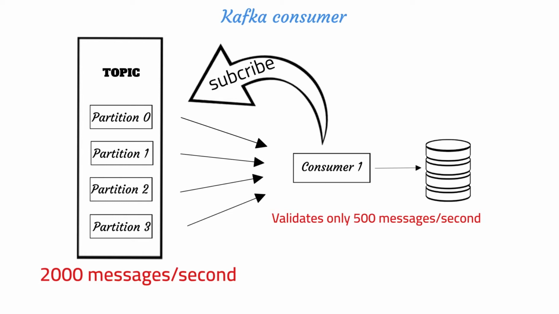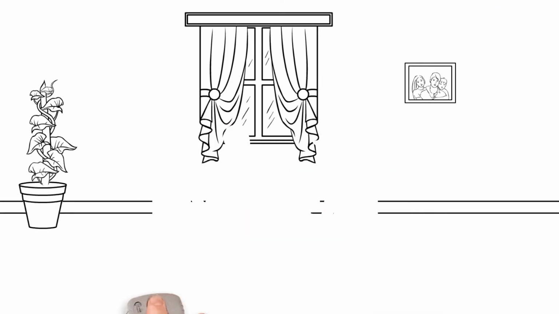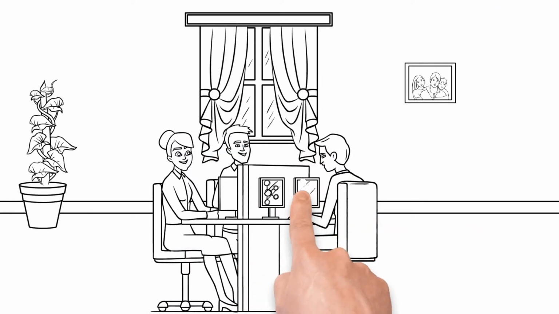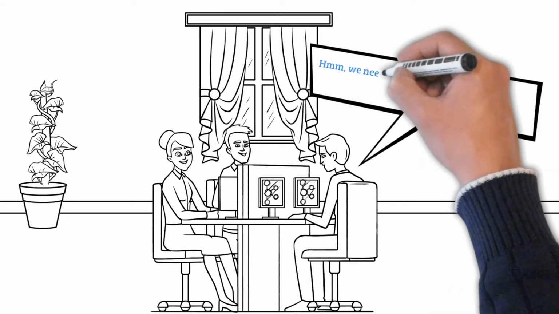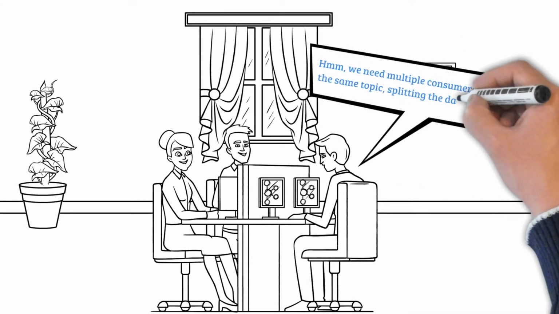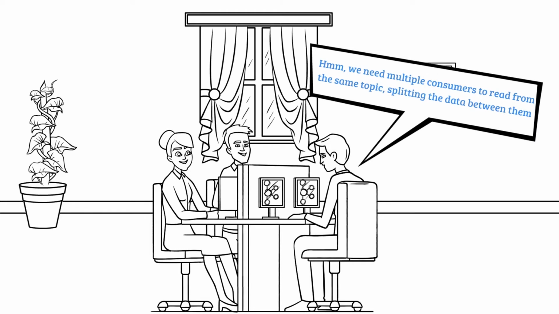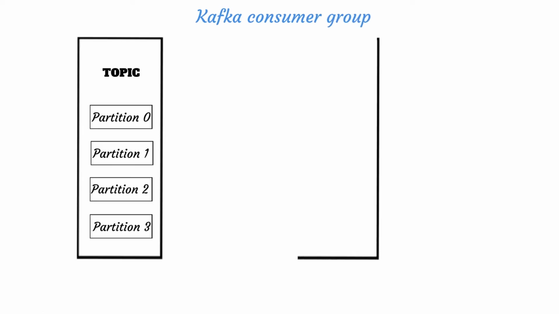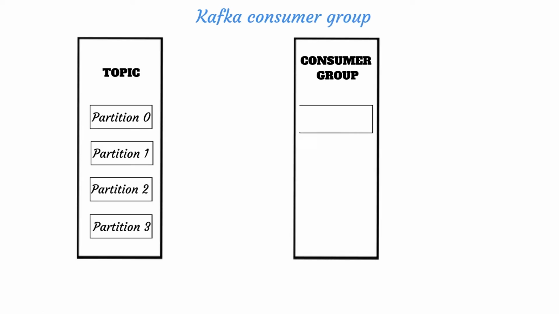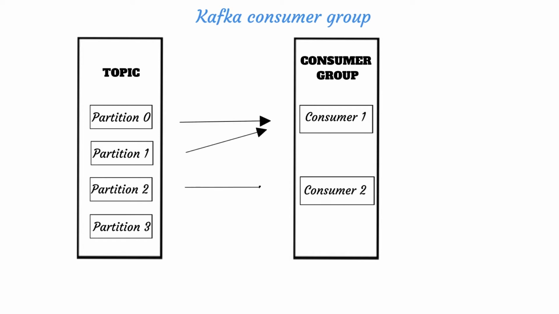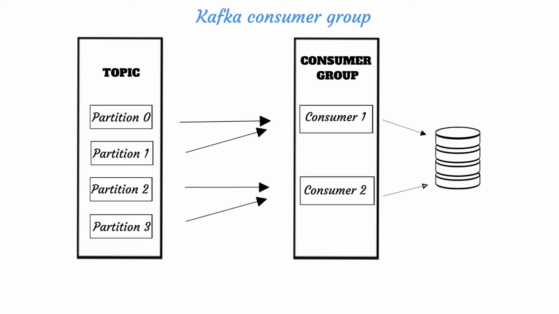Obviously, there is a need to scale consumption from topics. Just like multiple producers can write to the same topic, we need to allow multiple consumers to read from the same topic, splitting the data between them. Now, instead of one consumer, let's create a consumer group and add a new consumer, and let's call it consumer number 2. As you can see in the picture, consumer 1 reads the messages from partition number 0 and number 1, and consumer 2 reads the messages from partition number 2 and 3.